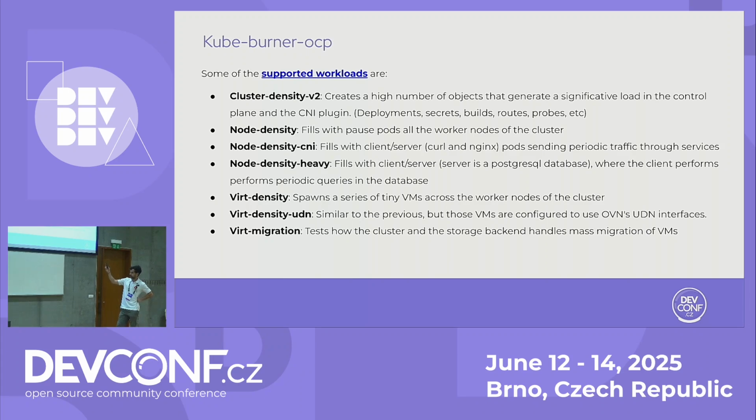Virt-density, whose approach is similar to node-density, but instead of pods, it spawns tiny virtual machines. Or tiny at the beginning, it was Cirros, but now we are deploying Fedora images, just to be more realistic, I think. And virt-density-udn, which is the same approach, but using OVN user-defined networks.